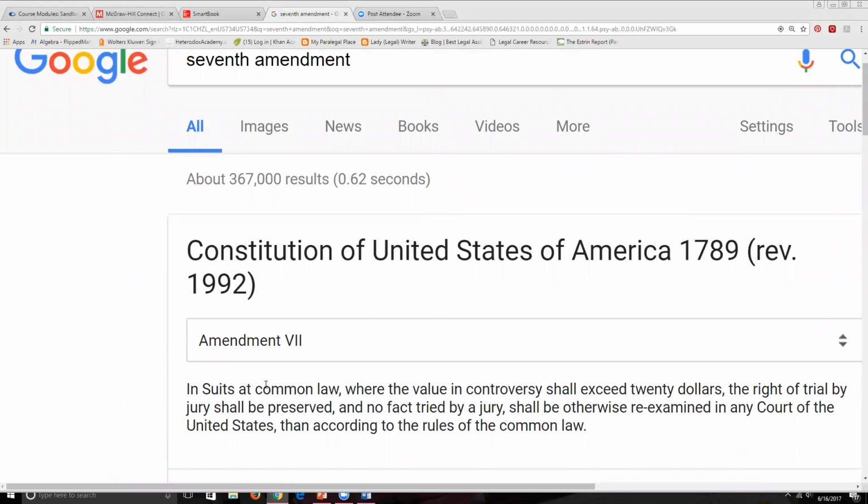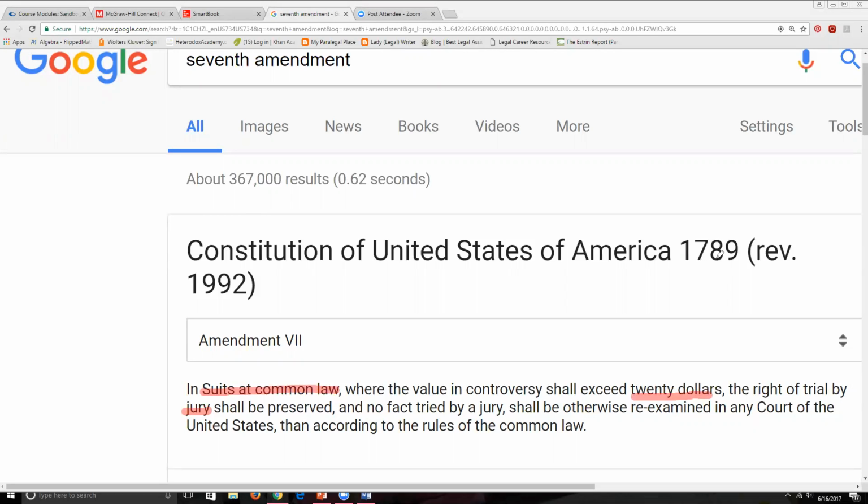In suits at common law, where the value in controversy shall exceed $20, the right of trial by jury shall be preserved, and no fact tried by a jury shall be otherwise re-examined by any court of the United States than according to the rules of the common law. So when they say common law here, what they mean is civil cases. And they're saying you have a right to a jury trial in civil cases if it's a federal case, if the amount in controversy is over $20.